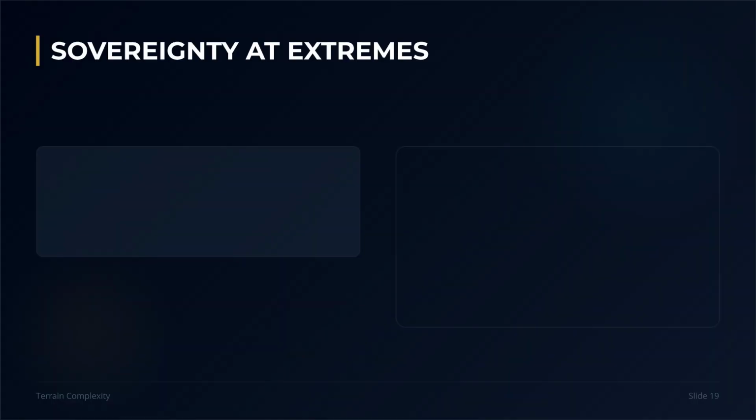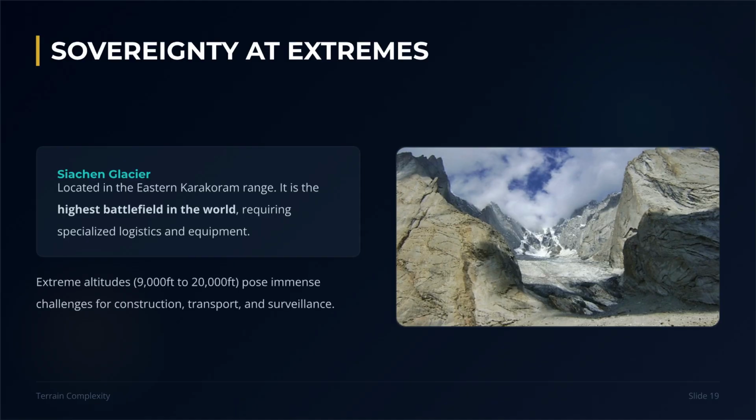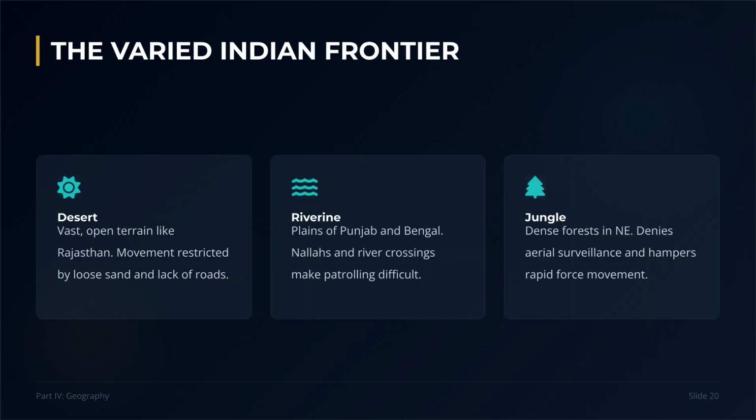Sovereignty at extremes is demonstrated by the Siachen Glacier, located in the eastern Karakoram Range. It is the world's highest battlefield, requiring specialized logistics and equipment. Extreme altitudes pose immense challenges for construction, transport, and surveillance. India's frontier presents varied terrain. Desert areas like Rajasthan restrict movement due to loose sand and poor roads. Riverine areas in Punjab and Bengal, with numerous crossings, make patrolling difficult. Jungle terrain in the northeast denies aerial surveillance and hampers rapid force movement.